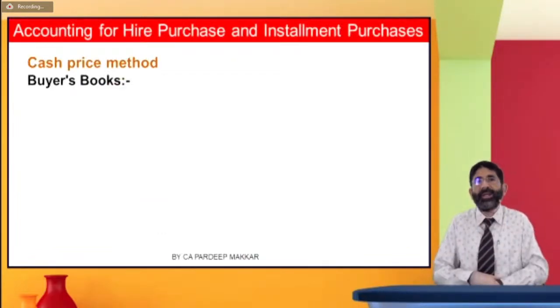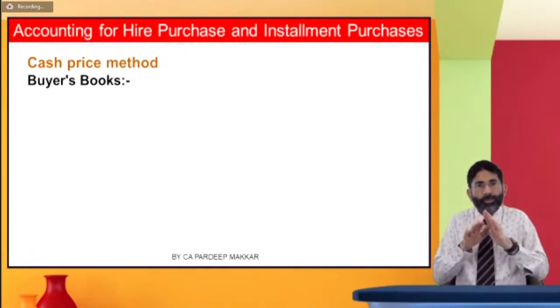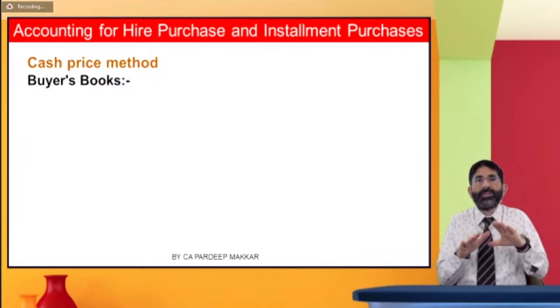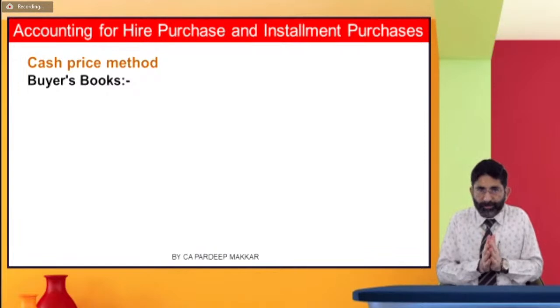Let's come to the buyer's books. Now you have to forget for some time that this is a hire purchase chapter. You have to just assume that I am purchasing goods. I am a simple purchaser. Then how will entries be passed?